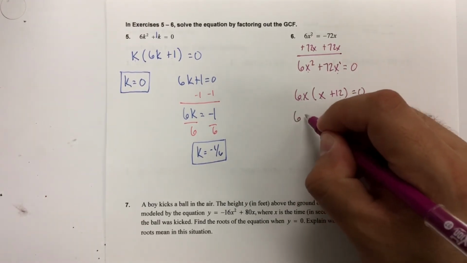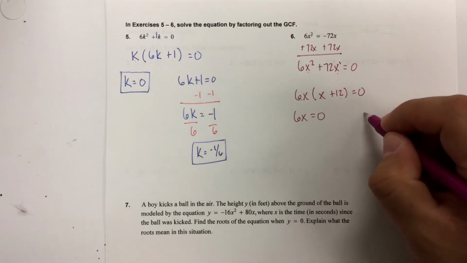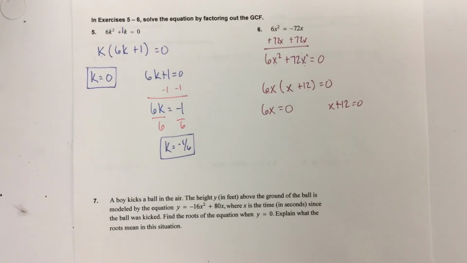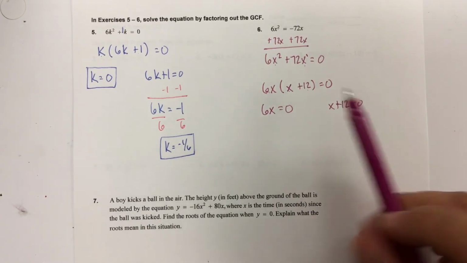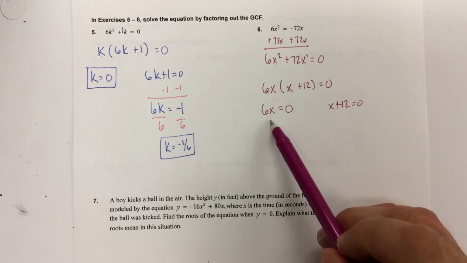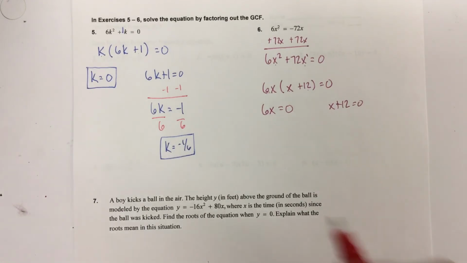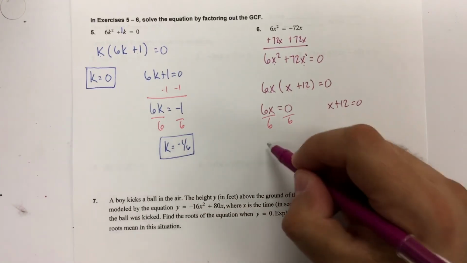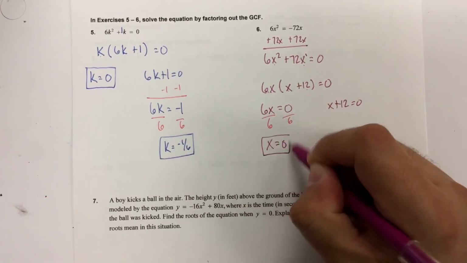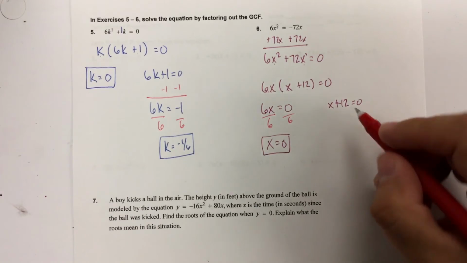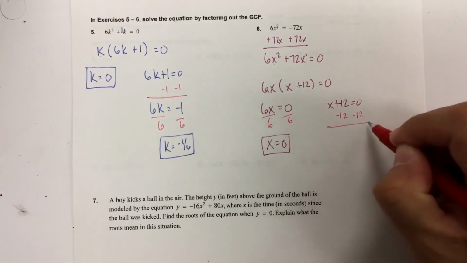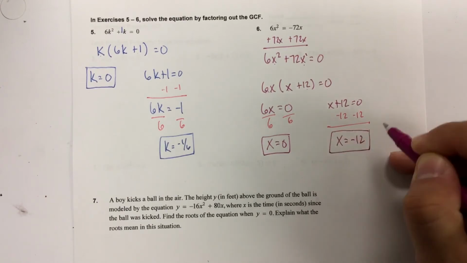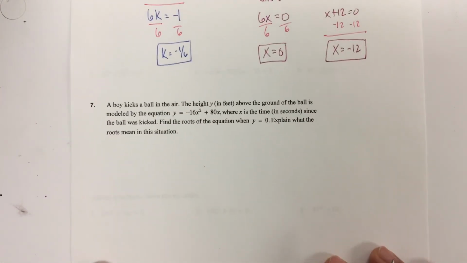So we're going to set each factor. 6x is one factor and x plus 12 is the other factor. And we set each one equal to 0. So how do I know what a factor is? A factor that I set equal to 0 must have the variable in it. These both have a variable of x. To solve these, the first one, 6x equals 0, divide both sides by 6. And we get that x is equal to 0. For the second one, x plus 12 equals 0, we subtract 12. And x is equal to negative 12. All right, so those are our answers there.